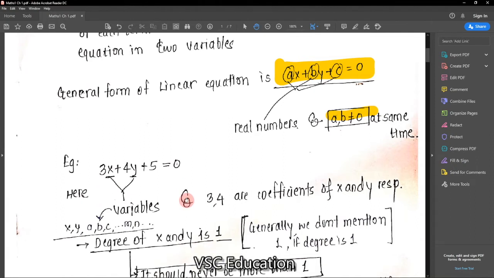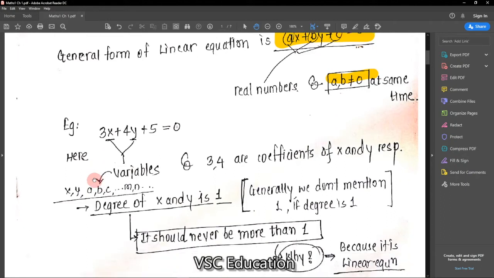Okay, now we see the example. See the example, 3x plus 4y plus y is equal to 0. Here, now which are the variables? Variables are x and y.